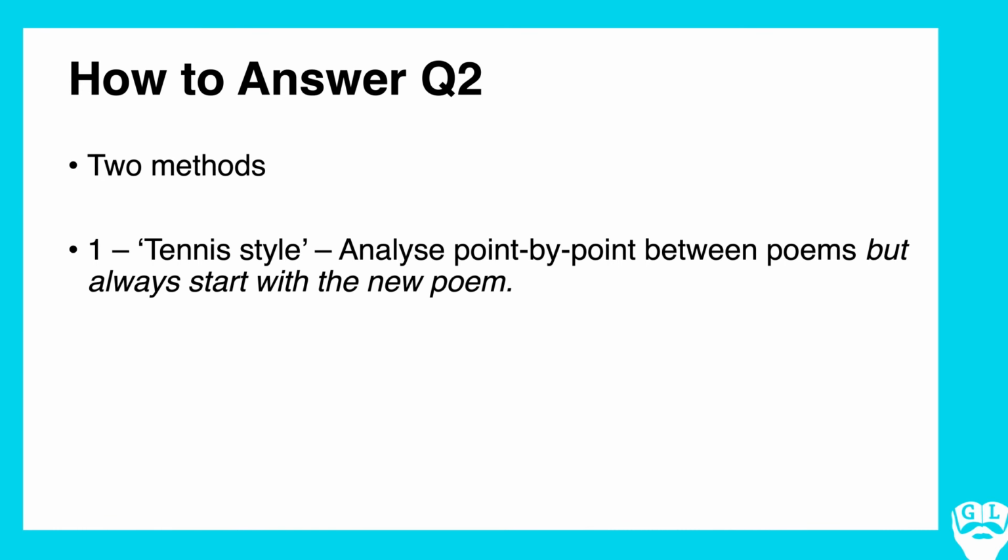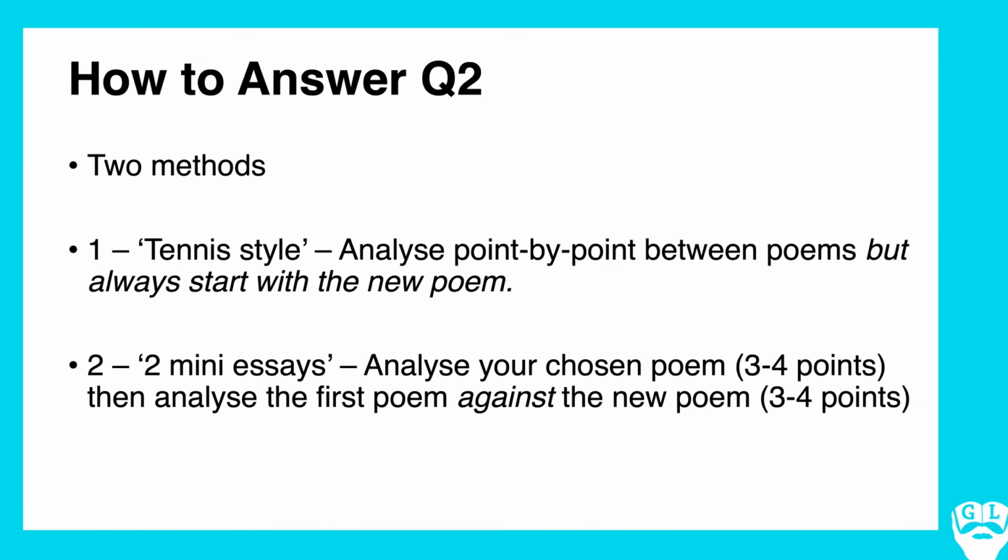In addition, the alternative is almost treated as 2 mini essays. So you analyse the new poem, 3 to 4 points, and then analyse the first poem against that one, comparing back. So that's the other way to do it. But the vital thing is in question 2, you always want to start with the second new poem that you've remembered. I can't stress how important that is.